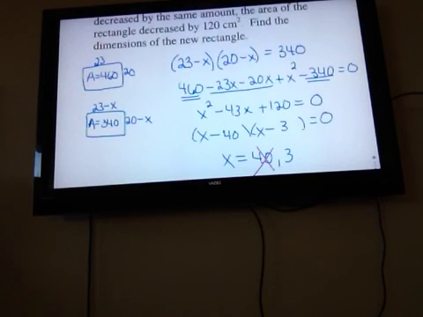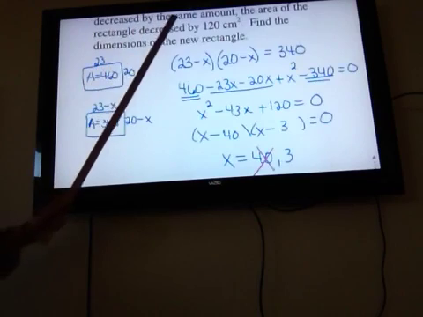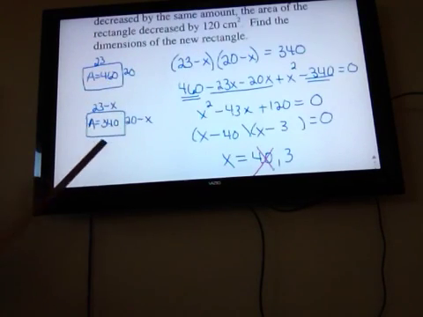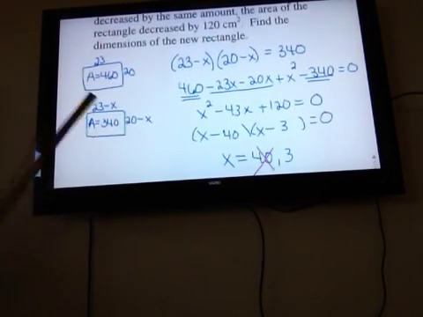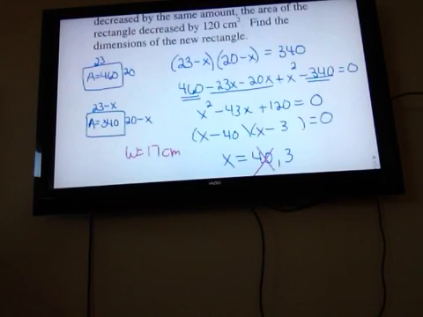Now that's not the answer. Make sure you answer what they're asking. Find the dimensions of the new rectangle. So they want the dimensions of this rectangle. So the width is 20 minus 3, or 17 centimeters. And the length is 23 minus 3, or 20 centimeters.